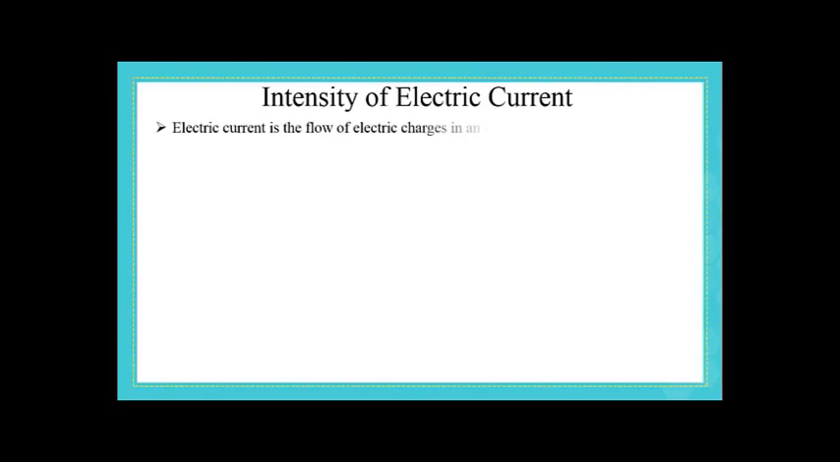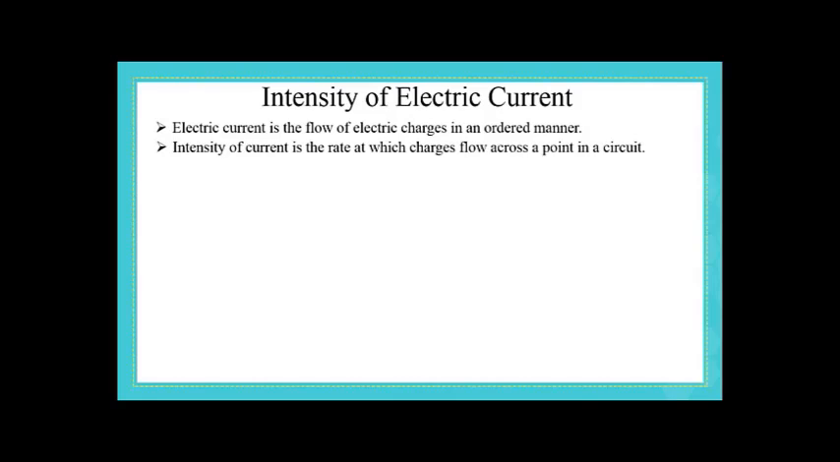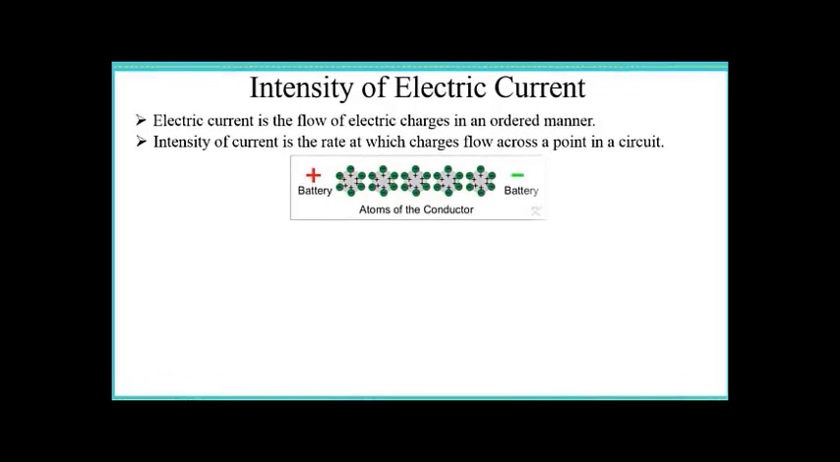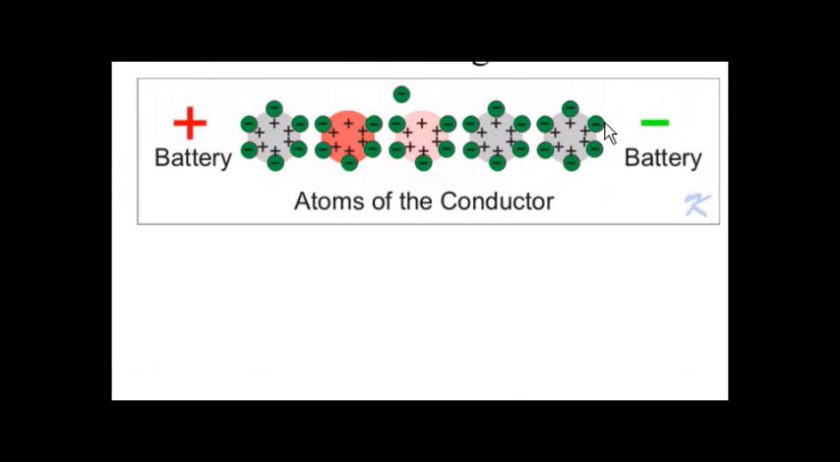Now it's time to talk about the intensity of electric current. As we have known before, electric current is the flow of electric charges in an ordered manner. Once we talk about the intensity of current, it's the rate at which the charges flow across a point in a circuit. Let's have a look at this figure. Here we can see the movement of electric charges.